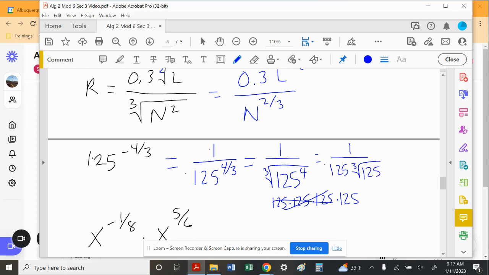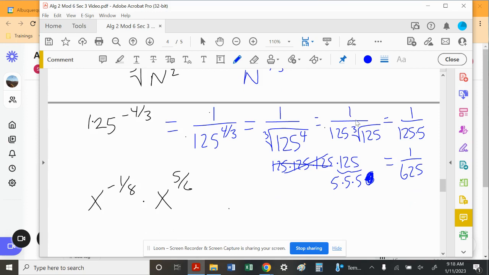Now, 125 breaks down to 5 times 5 times 5. So in this case, of course, notice I have 4 of them. So actually, it's not that many 5s. It's 5 times 5 times 5. So we have 5 times 5 times 5. So I have 3 of them, so I can take 1 out. So I have 1 over 125 times 5. And then I can multiply those through. So that's going to equal 1 over 625.